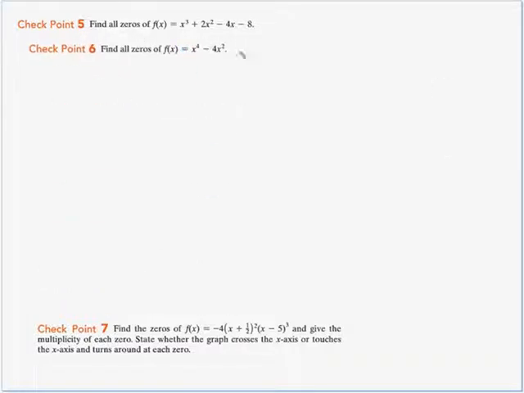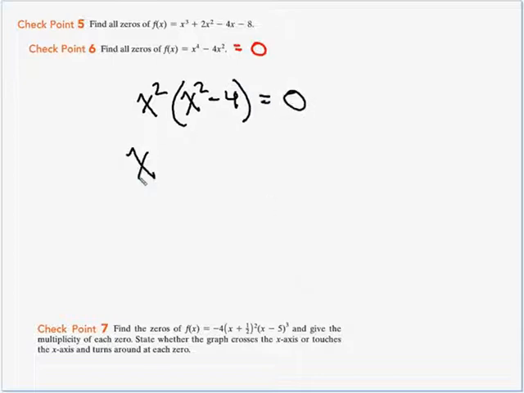Okay, here's another one. It's a 4th power, but it's still the same setup, find the zeros. So we're going to set it equal to 0, and let's see what we can factor out. Just an x squared looks like, and that'll leave an x squared minus 4 equal to 0. And again, we have a difference of squares, so that'll be a plus 2 and a minus 2.